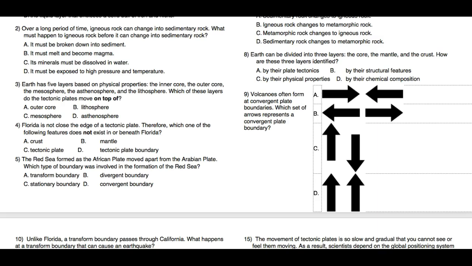Question 4. Florida is not close to the edge of a tectonic plate. Therefore, which one of the following features does not exist in or beneath Florida? A. Crust. B. Mantle. C. Tectonic plate. D. Tectonic plate boundary.